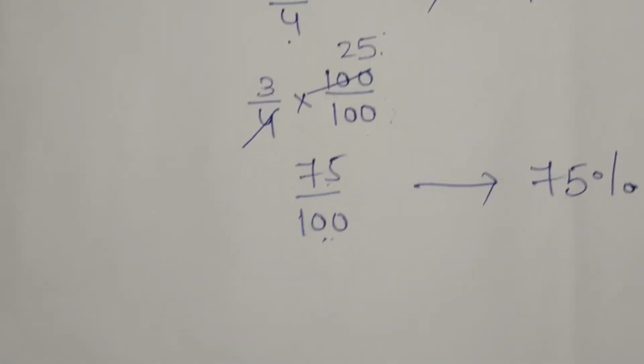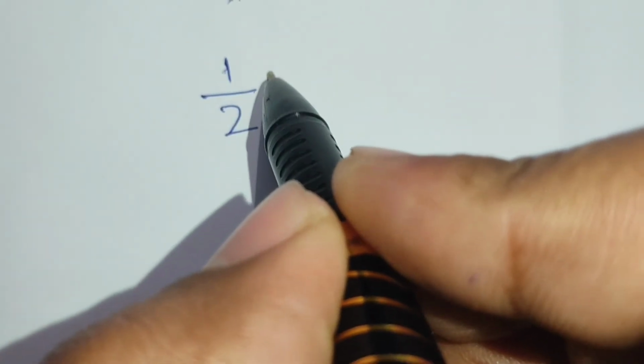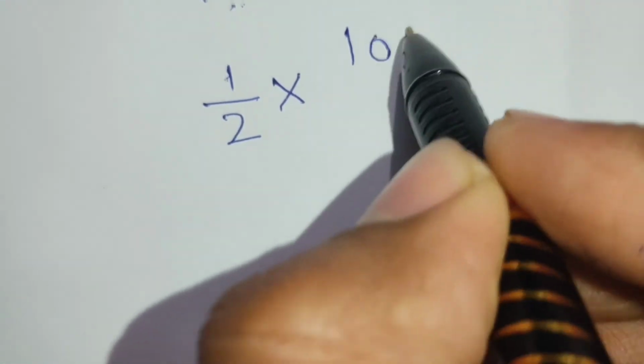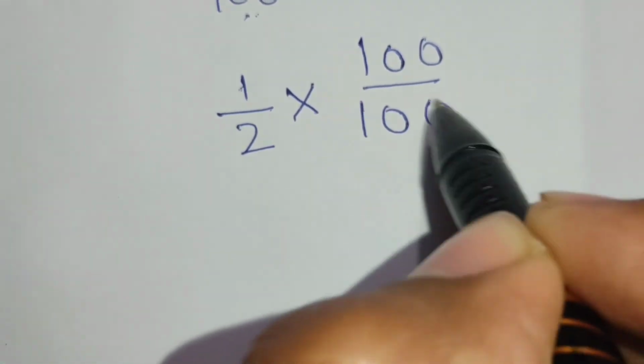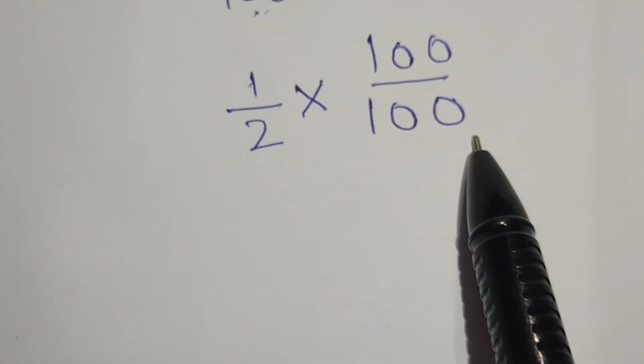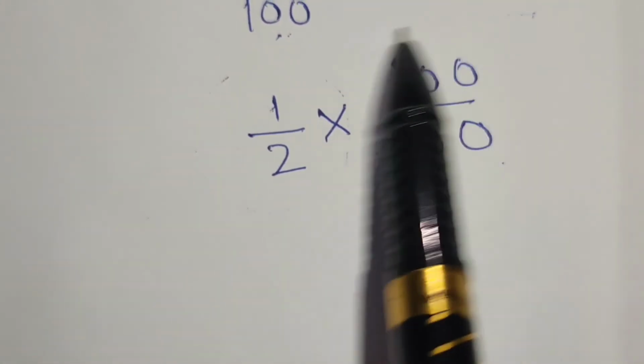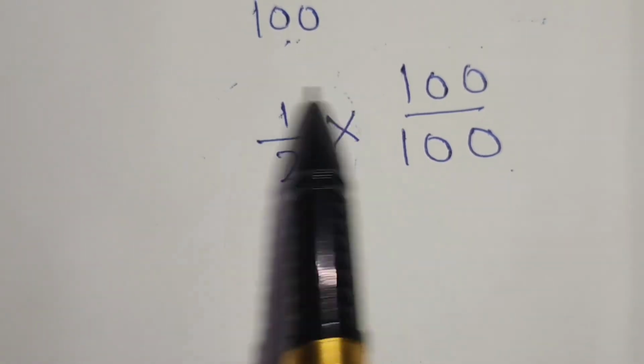Let's take another example. 1 by 2 is a fraction. The denominator is not 100, so I will do one thing: multiplying and dividing with 100. I am not disturbing the denominator value 100. I am only disturbing the other values.